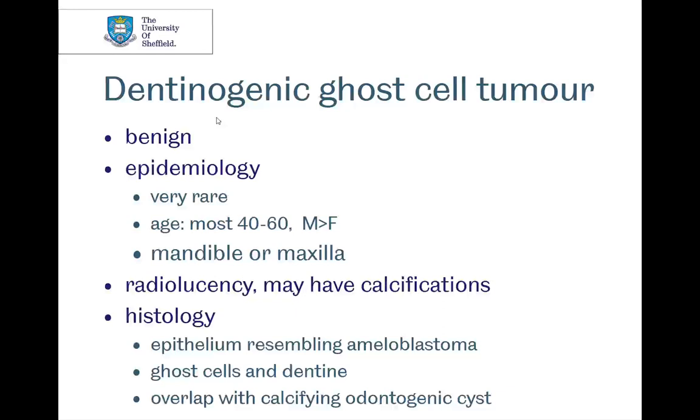As far as the radiographic appearances are concerned, there's quite a lot of overlap between things like CEOT and odontogenic ghost cell tumour because they tend to be relatively well outlined tumours. They can be quite large and expansile, but they will have calcification in them, and that's where the overlap with CEOT comes. As far as histology is concerned, the epithelial component resembles ameloblastoma. Because of the mesenchyme component, you get dentine formation. And there is an overlap, as I indicated earlier, with the calcifying odontogenic cyst, with really that being a benign odontogenic cyst, a developmental cyst, not a neoplasm, and this solid version, the odontogenic ghost cell tumour, being neoplastic.